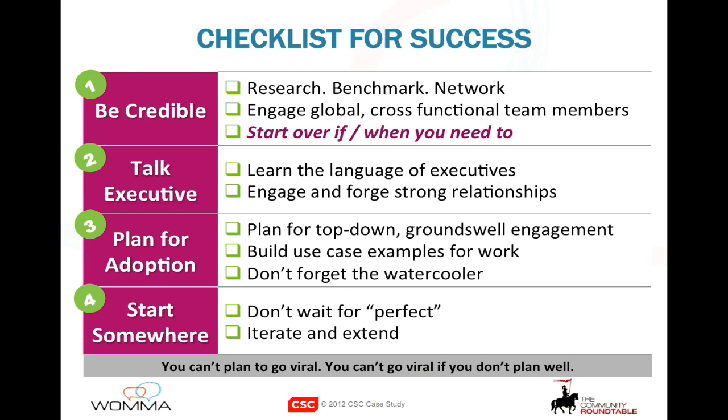It is important to forge and build those strong relationships across your business. And finally, it's important to start somewhere. We hear this a lot throughout all of the classes in these modules, that it's not enough to wait for perfect. You have to think about where you want to start, get started quickly, and be comfortable iterating and extending later. As I mentioned before, you can't plan to go viral, but you certainly can go viral if you plan all of these elements well.